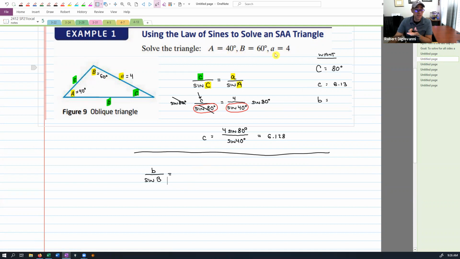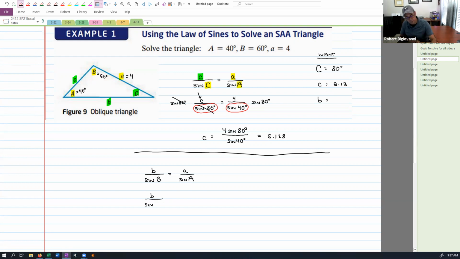I would recommend using the A because what if you got the C wrong somehow, right? Like what if you made a mistake on the C? Then you're guaranteed that this is going to be wrong too. So I always recommend using the given information, which is the A over sine of A. Because you know little a and capital A, you know that those are right because those were given to you. So now I'm going to write b over sine of capital B.